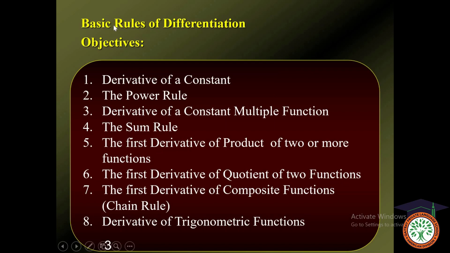Our objective is the basic rules of differentiation. The objectives are 8 points. Derivative of constant, power rule, derivative of a constant multiple function, the sum rule, the first derivative of product of two or more functions, the first derivative of quotient of two functions, the first derivative of composed functions, chain rule, at the end, derivative of trigonometric functions.